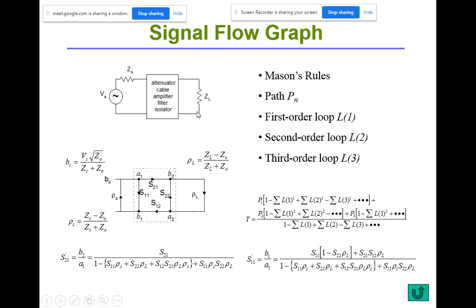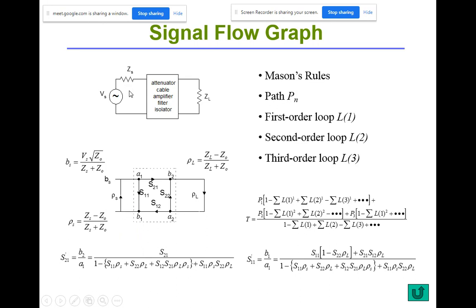In this case, the second block is a one-port network. It has only one port, isn't it? So it only has S11, which is rho L. Rho L is basically S11 of the second block, isn't it? And there's no S21 because it's only one port now. Okay, so the signal that is reflected goes back all the way to the source.